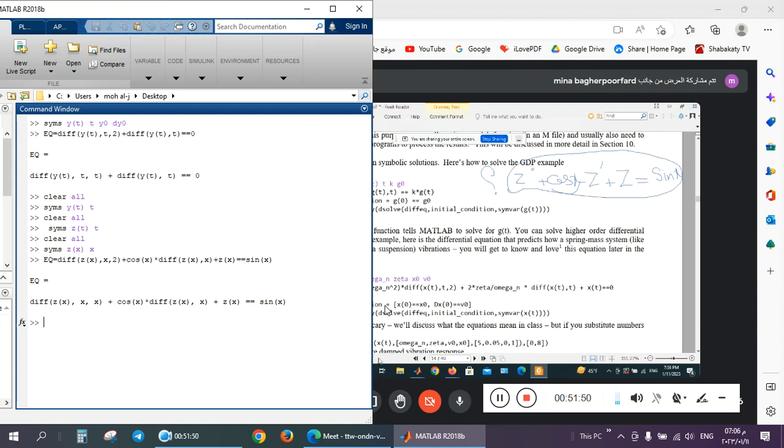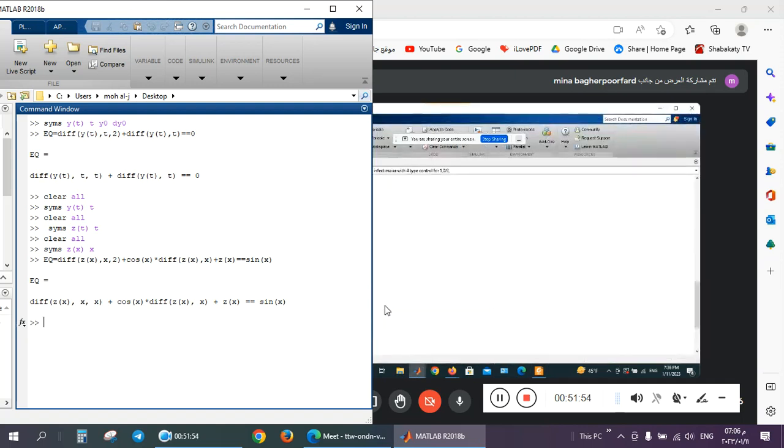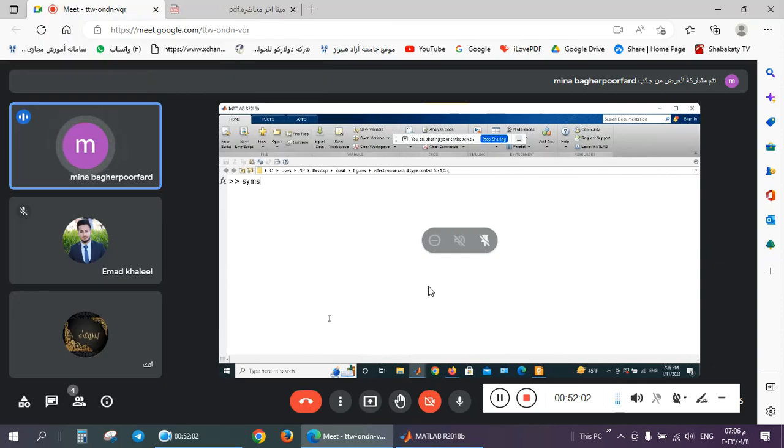Okay, I write. First, I clear everything, clear all. After that, clc. I define syms z of x. After that, x0 and dx0. Okay? dx0 because our equation is order 2 and we need two initial conditions, okay, x0 and dx0.